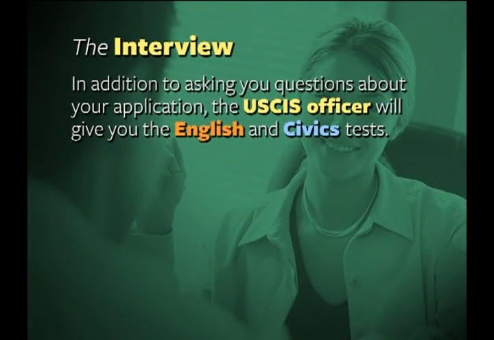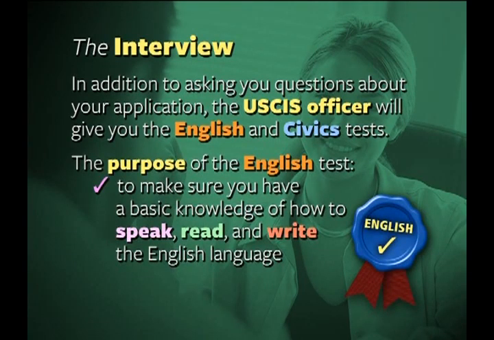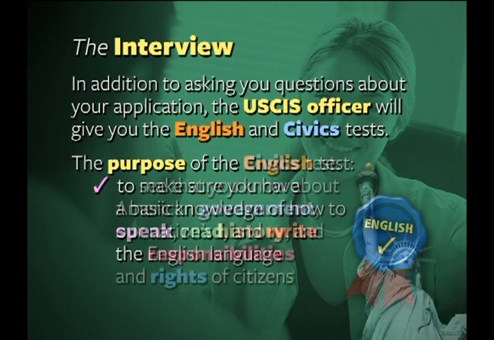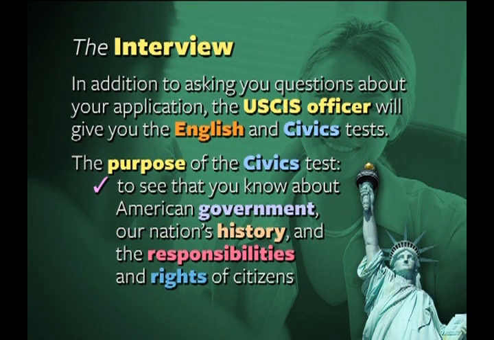In addition to asking you questions about your application, the USCIS officer will give you the English and civics tests. The purpose of the English test is to make sure that you have a basic knowledge of how to speak, read, and write the English language. The purpose of the civics test is to see that you know about American government, our nation's history, and the responsibilities and rights of citizens.